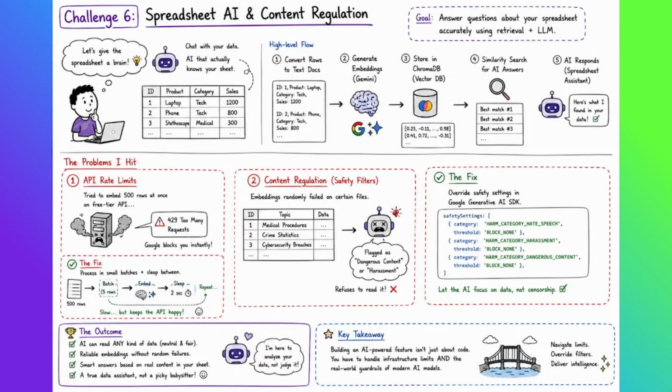But the second hurdle was even more bizarre: content regulation. Modern AI tools and models are filtered. During testing, I noticed the embedding process would just randomly fail on certain files. Why? Because of the Gemini safety settings. If a user's spreadsheet had data on something like medical procedures, crime statistics, or cyber security, the AI would panic, flag it as dangerous content or harassment, and refuse to read it.